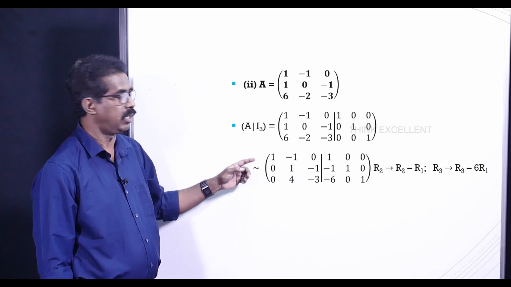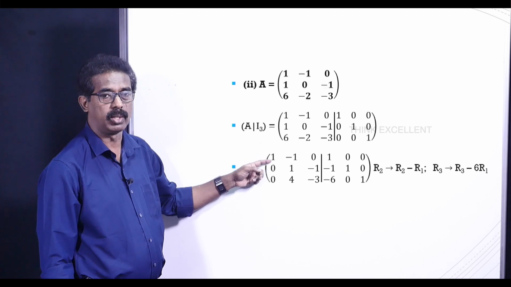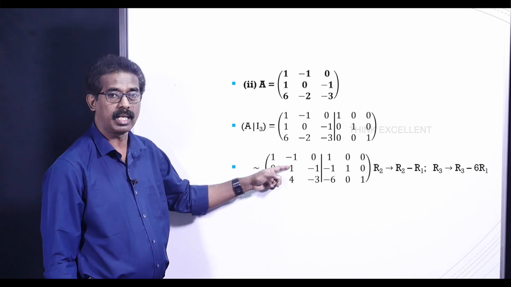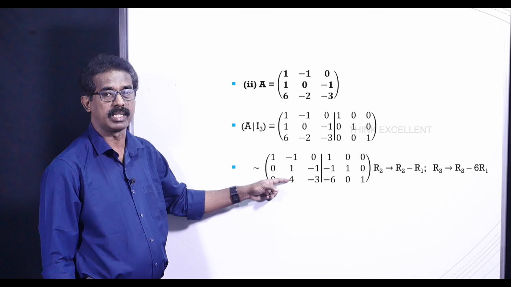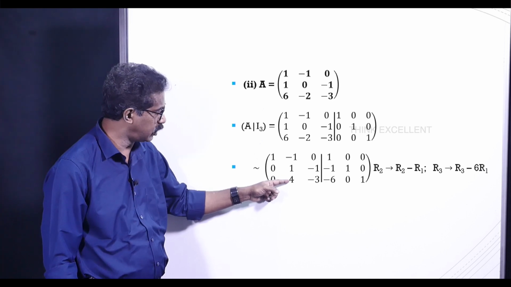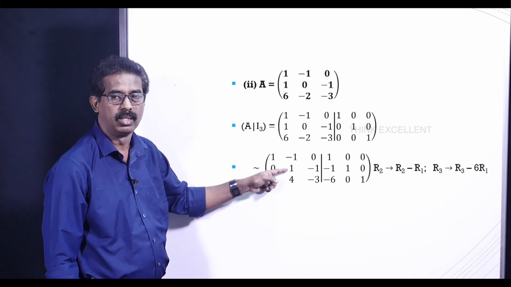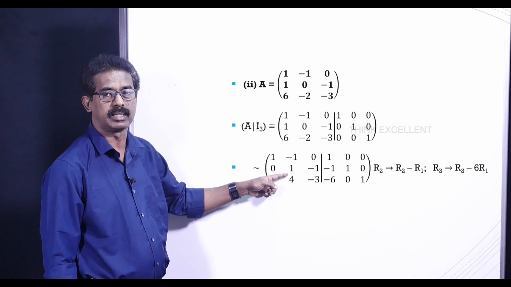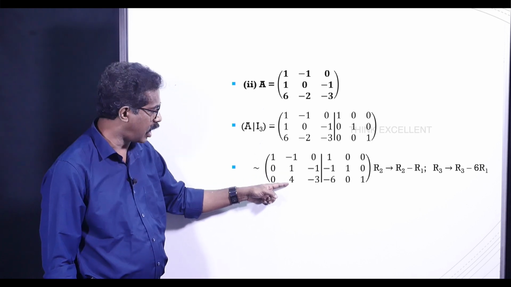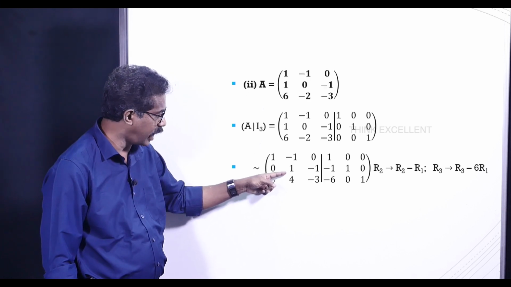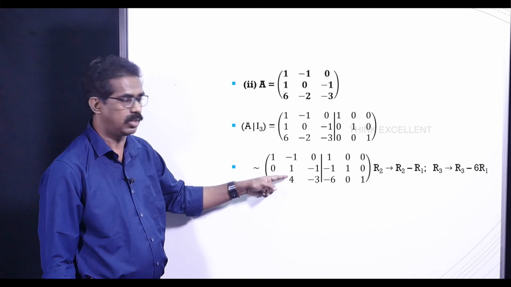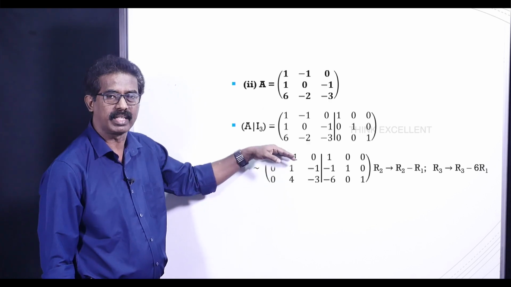Okay. Now listen. First row, first element is 1. Below that zeros. Second row, second element is already 1. I want to make this 0. This 4 I want to make 0. 4 minus 4. So what step you write? R3 is R3 minus 4 times R2, right? 4 minus 4. So it won't affect the first.